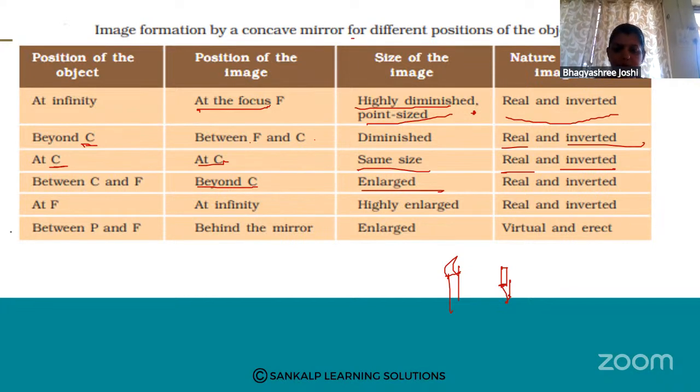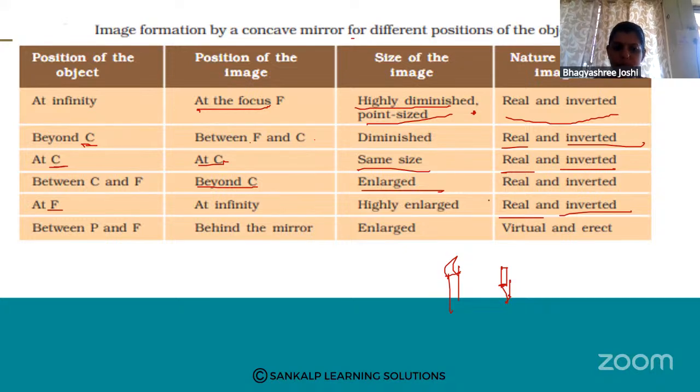Next, at point F. F means what? Principal focus or focus. Then the image will form at infinity, very far away, at infinity. Then it is highly enlarged, very big but formed far away. So this is highly enlarged and the image is real and inverted. Remember, in all the cases it is real and inverted.